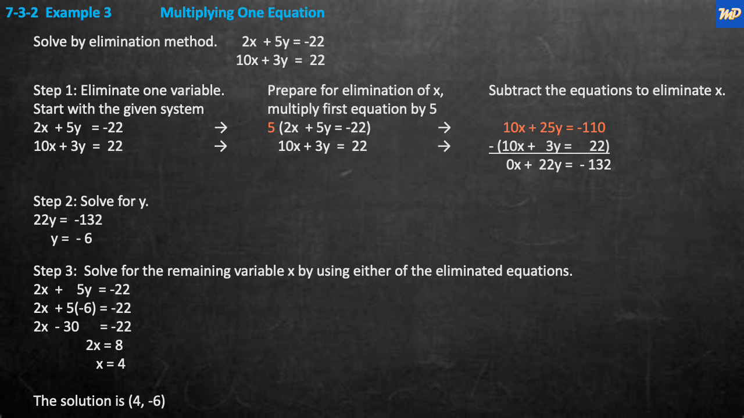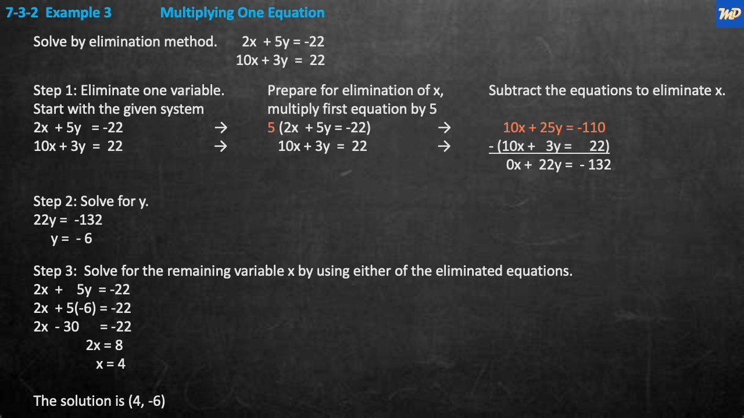Example 3, multiplying one equation. Solve by elimination method. 2x plus 5y is equal to negative 22, and 10x plus 3y is equal to 22. So step 1, eliminate one of the variables.